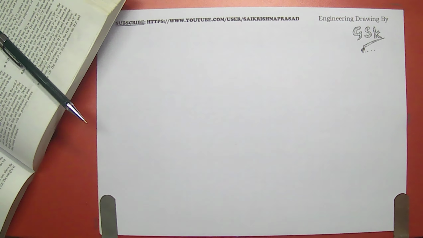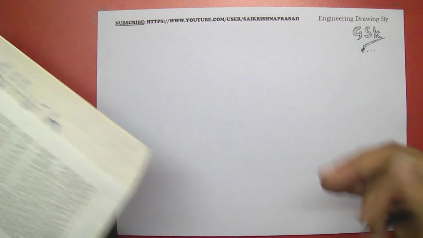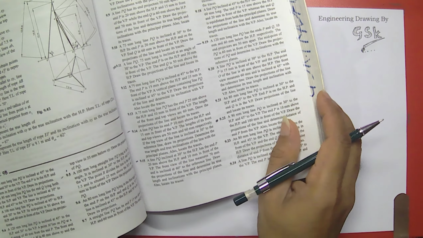Hello students, welcome back. In this session we are going to discuss some of the problems from orthographic projections of line inclined to both planes for various conditions, like some of the elements are given and some of the elements are missing. For this we will be drawing the projections today.